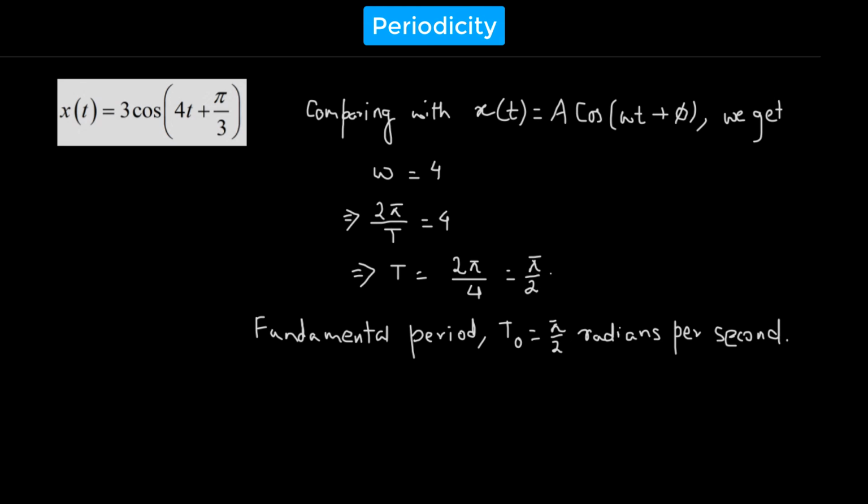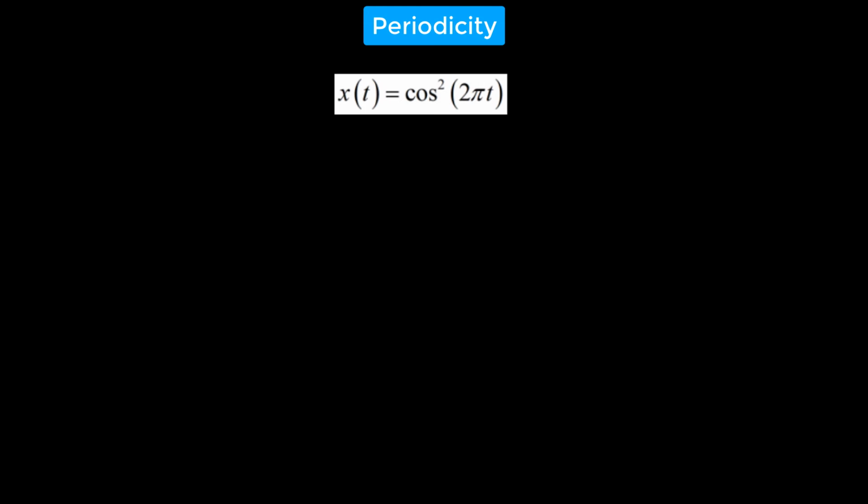Let us do another problem. So here we have another continuous time signal given by x of t equals cosine square of 2 pi t. Now we have a squared cosine function, so we will need to use some trigonometry. So we're going to apply the identity that cosine square theta is equal to 1 plus cosine of 2 theta divided by 2.